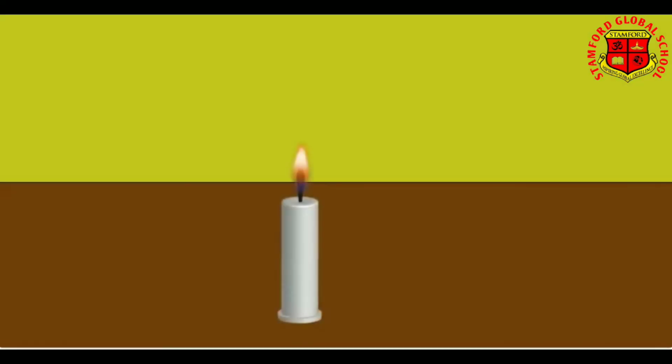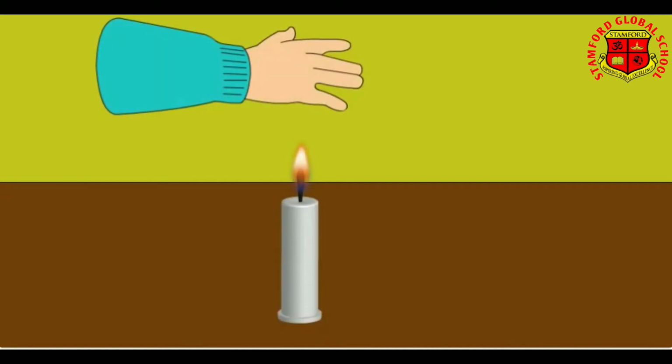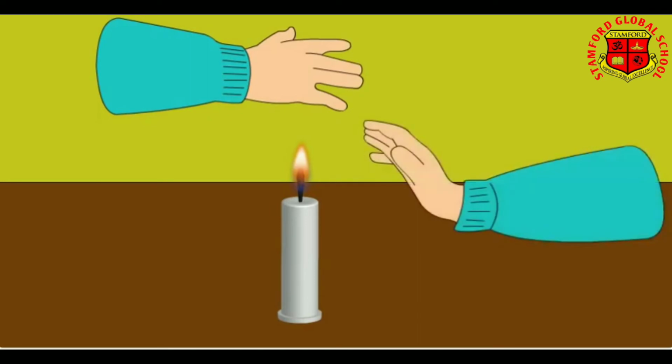Convection in air. Fix a lighted candle on a table. Keep one hand at a safe distance above the flame of the candle and the other hand on the side of the flame. We will find that the hand kept above the candle flame feels quite hot, but the hand kept on the side of the flame does not feel so hot.